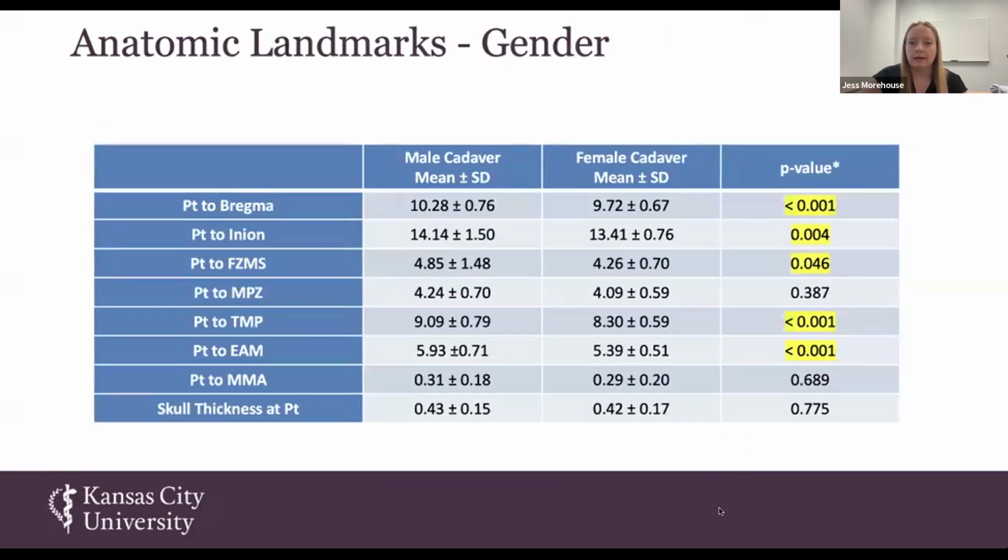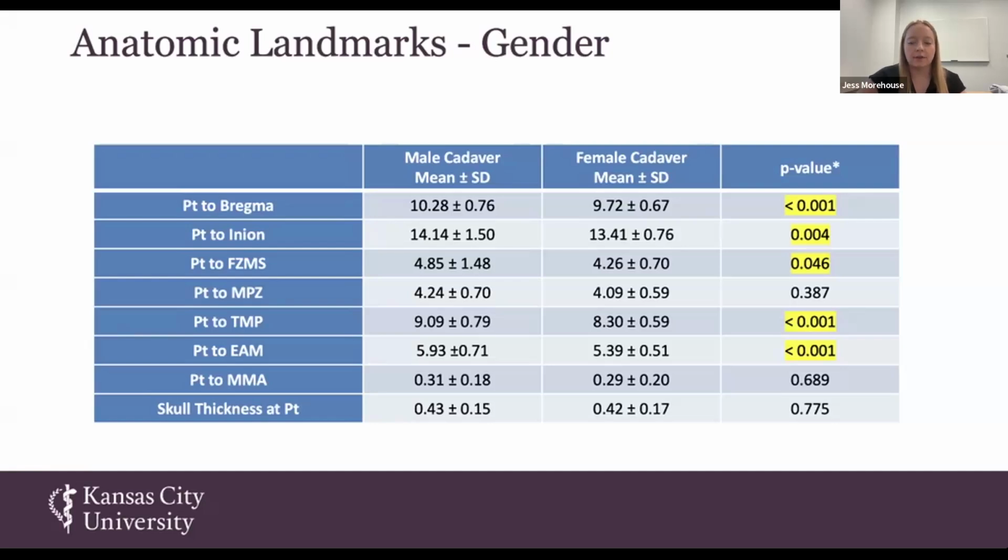Another factor that was noted to impact the location of the pterion is gender. When analyzing the impact of gender, statistical significance was found for 5 out of the 8 measurements, including the distances from the pterion to the bregma, the inion, frontozygomatic suture, tip of the mastoid process, and the external acoustic meatus. This finding emphasizes the importance of careful pterion localization, as all of the distances were shorter in the female donors as compared to the male donors, which is a finding that's not unexpected, as sexual dimorphism is a well-documented phenomenon in human skulls.